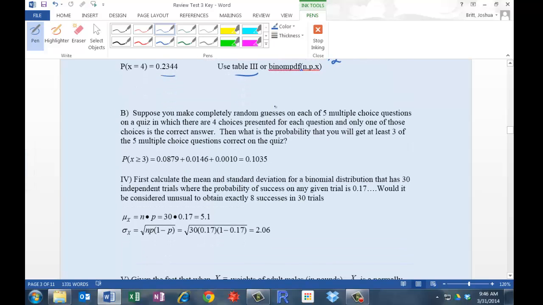Now here we have a multiple choice test, 5 multiple choice questions. 4 possible choices presented for each question, only 1 is correct. So this is a binomial where the number of trials is 5 because there's 5 questions. Probability of success is 1/4 because 1 out of 4 is correct. And we want to know what's the probability to get at least 3 of the 5 correct if we guess. Well, that's going to be the probability you get exactly 3 plus exactly 4 plus exactly 5. And you can look this up again in table 3.